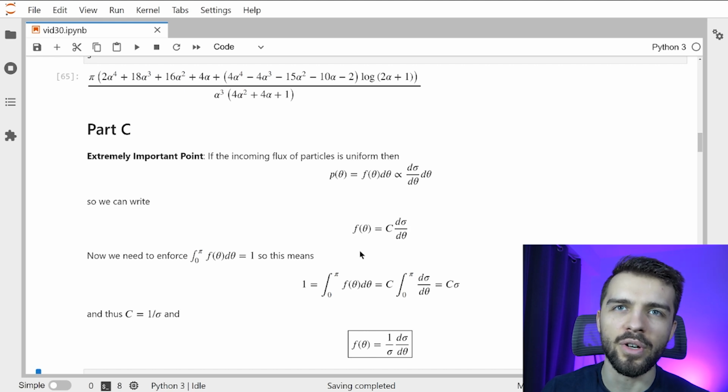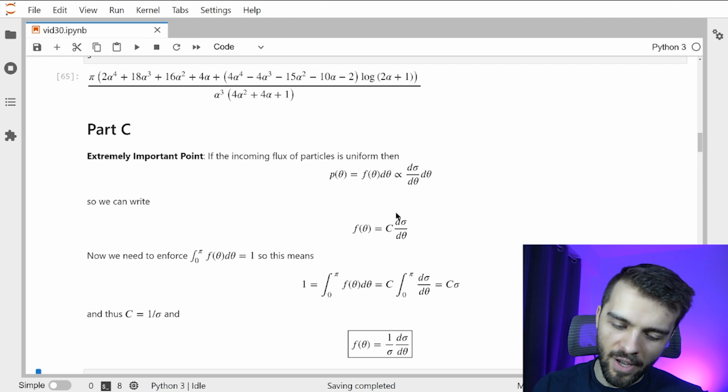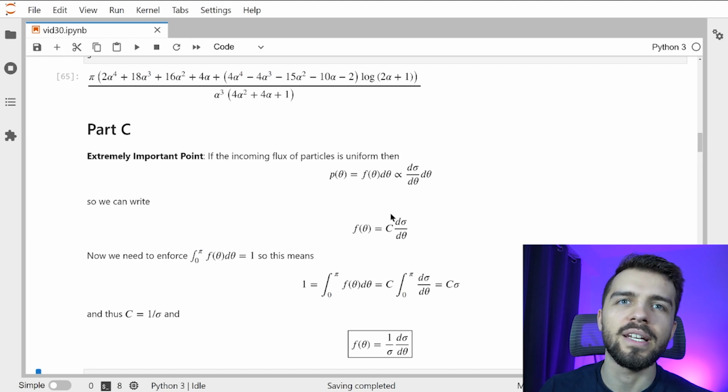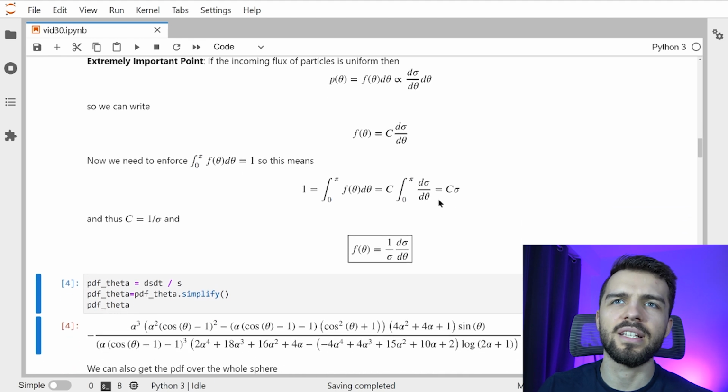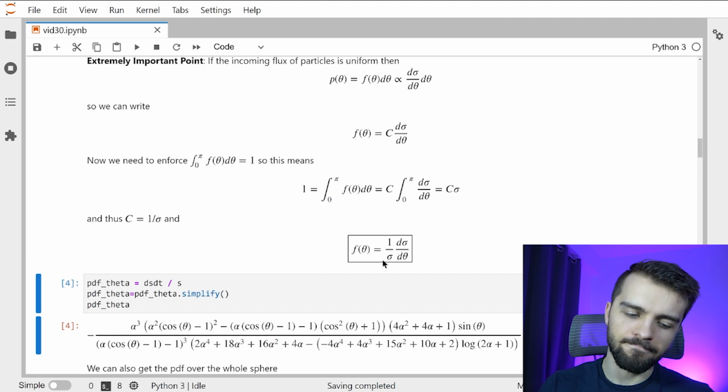And if I integrate this over all theta, from 0 to pi because theta is the polar angle, I should get a value of 1 by the definition of a probability density function. That tells me that C is equal to 1 over sigma, right? 1 is equal to the integral of this, which is just the cross section. So my probability density function is 1 over sigma d sigma d theta. And of course, if I integrate this from 0 to pi, I get sigma over sigma, which is 1.